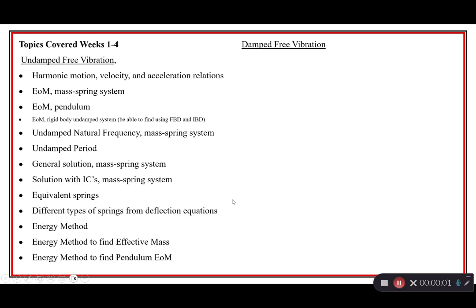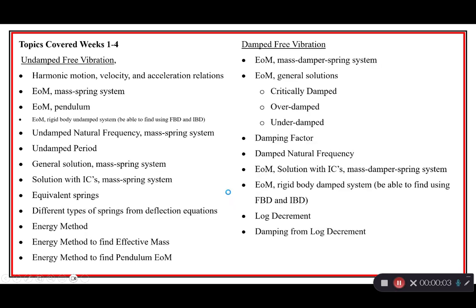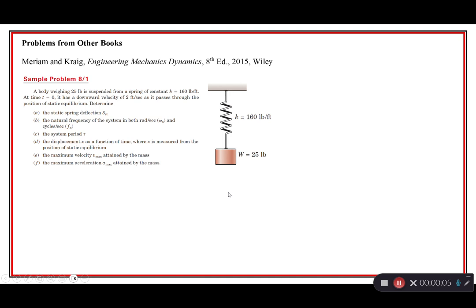All right, so we're back with week 5, and we talked about all of these topics. Let's do an example. This is out of Meriam's Dynamics book, the Dynamics book that I used as an undergrad, although a much different edition. I used the second edition.